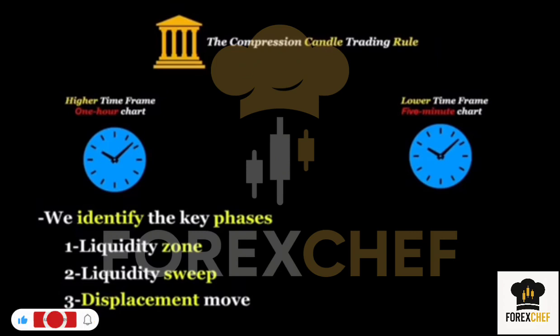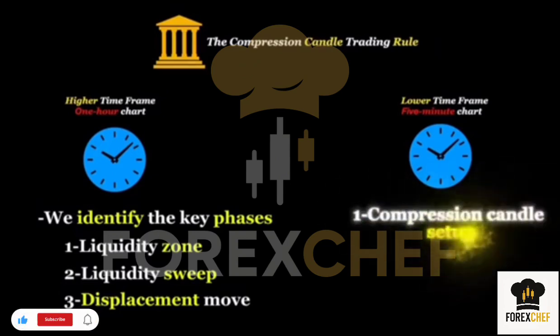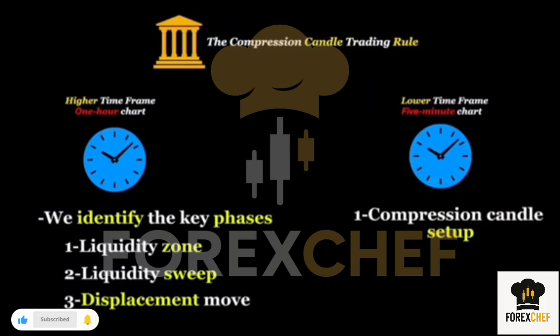This is where the hidden entry zone comes into play. On the 5-minute chart, you'll look for the compression candle forming during the displacement. Once it's there, you execute the trade. Right on the 5-minute time frame, with full confidence, you're aligned with smart money.